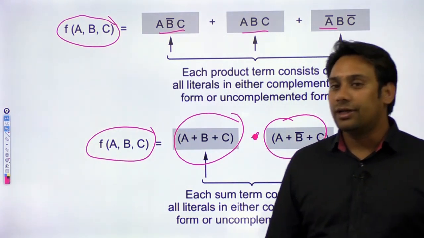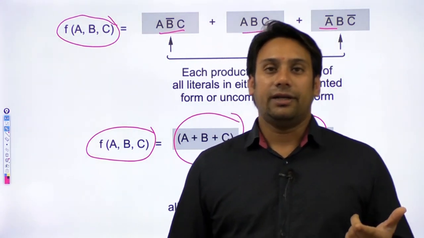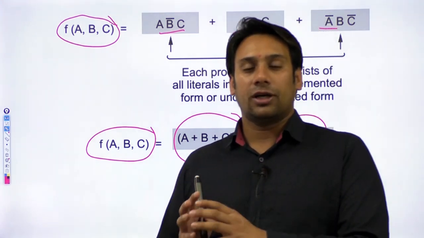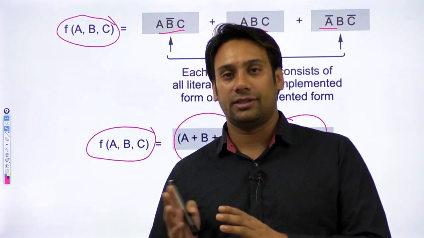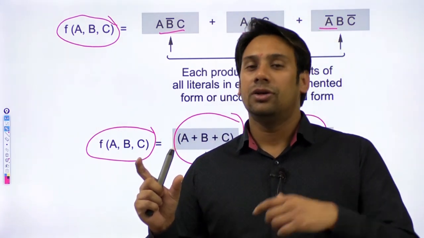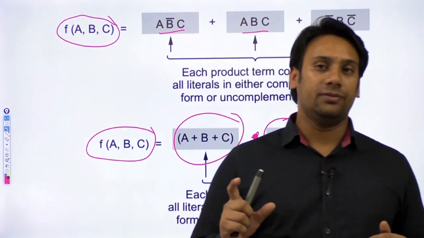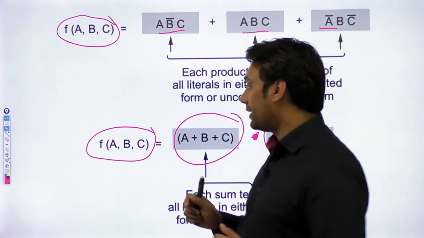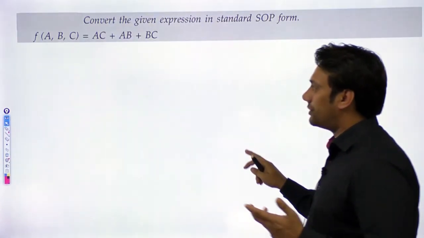Yani ki jab hum canonical sum of product ki baat karte hain, it means that in all the product terms, all the variables which are present in the function should come, right? And in canonical product of sum, in all the sum terms, all the variables which are present in the function should come, then we call it a canonical form, right? Let me explain with a few more examples, then we can look at the definitions.